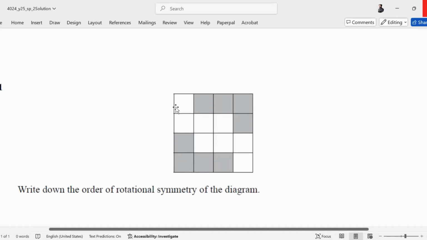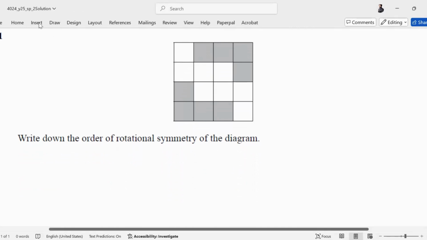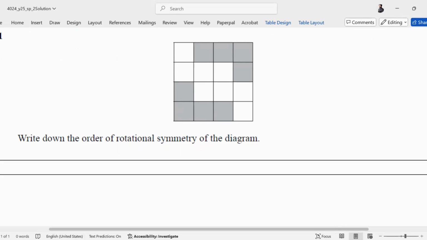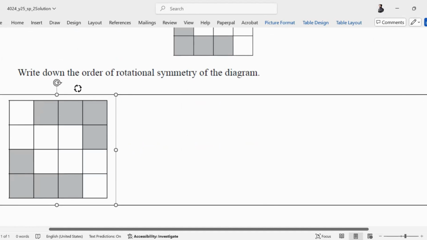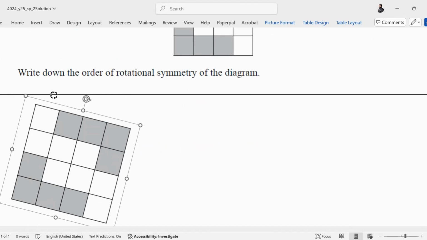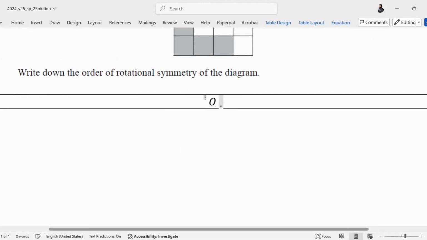The first question is asking us to write down the order of the rotational symmetry of the diagram. Order of rotational symmetry tells us that if we rotate it 360 degrees, how often do we get the exact same shape? When we rotate it 180 degrees, we get the exact same shape. And then when we complete the 360-degree rotation, we get the same shape back again. So the order of rotational symmetry is 2.